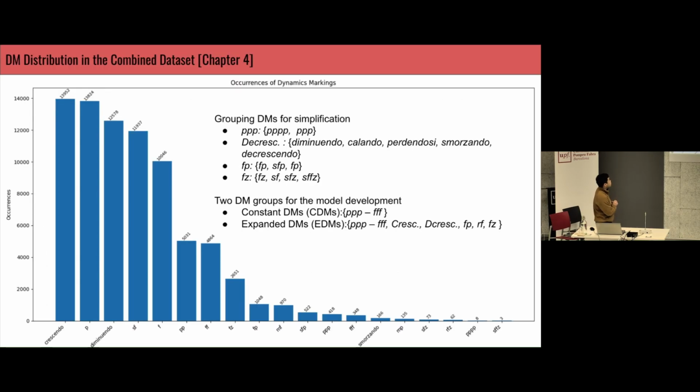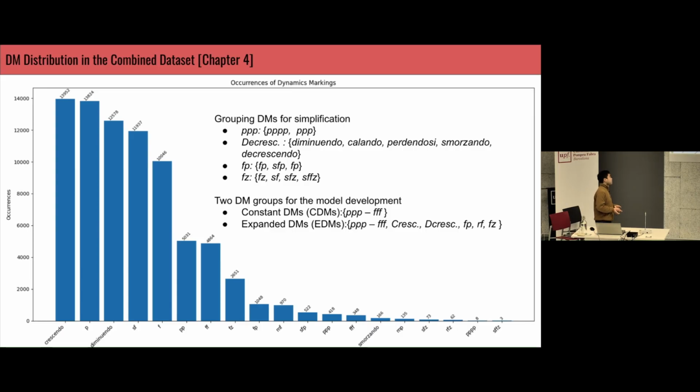And this is the distribution of the dynamics markings in the dataset. It's very unbalanced and skewed. So I combined similar dynamics markings and made groups. For example, pianissimo is combined together with the other pianissimo markings, like 4 Ps, and made into one group. The same goes for the other dynamics markings. So these are grouped into one for simplicity. And I also created 2 dynamics marking groups for the model development.